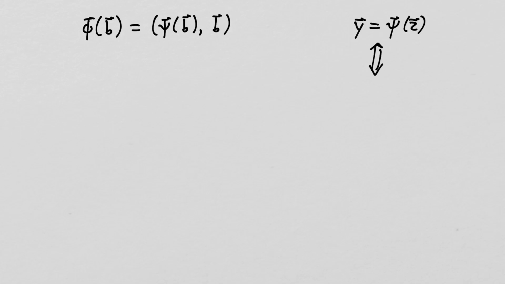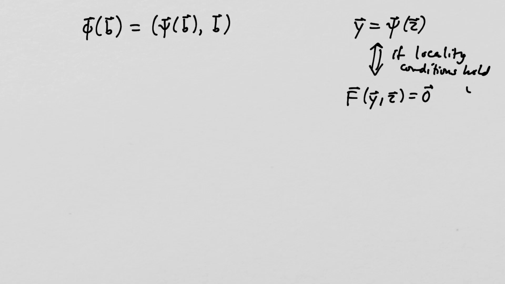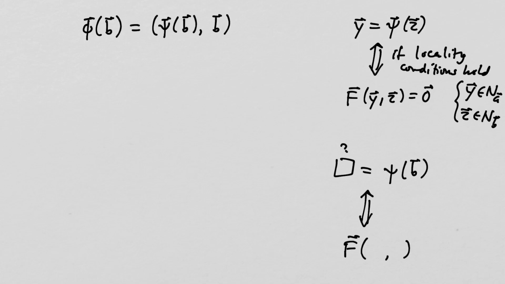Notice that phi of b, by definition, is psi of b concatenated with b. But what about psi of b? Well, let's also remember that y is psi of z is locally equivalent to this equation, provided we have the locality conditions. Meaning that y is close enough to a, and z is close enough to b. If I take z to equal b, then the question is what goes here? Well, we can answer it by looking at this other condition. If z is equal to b, what y value satisfies this equation?